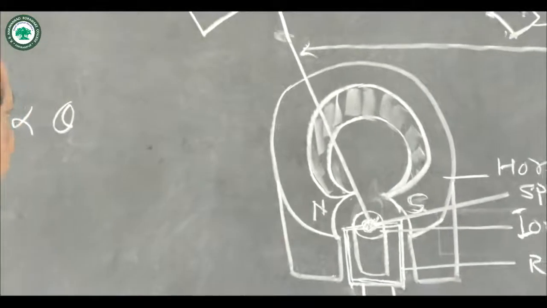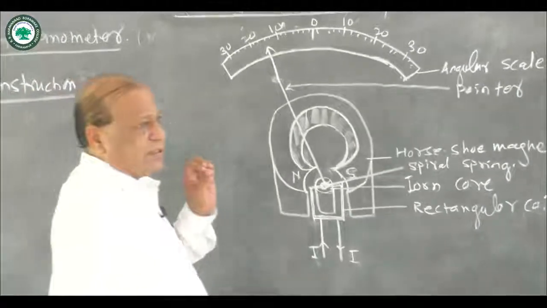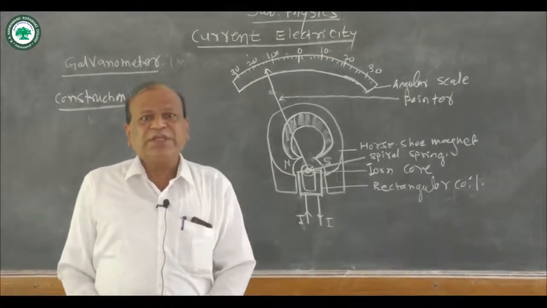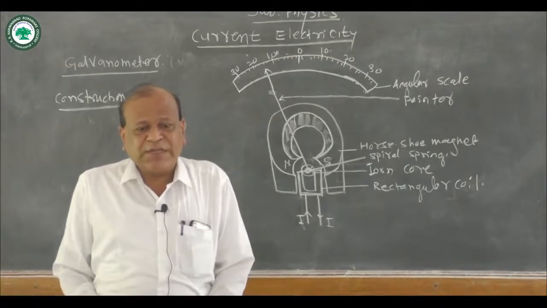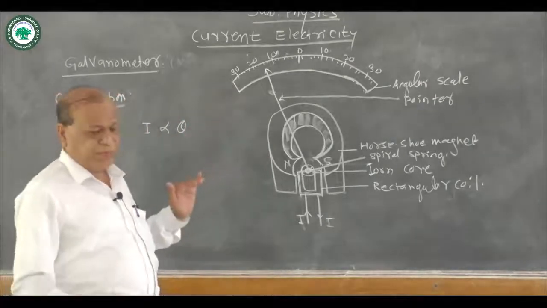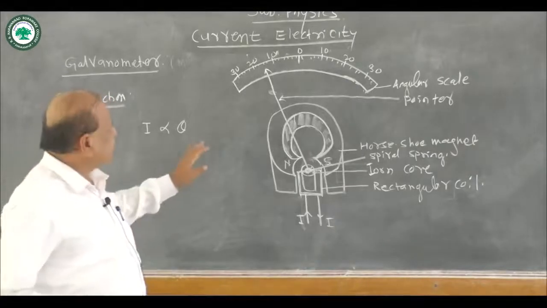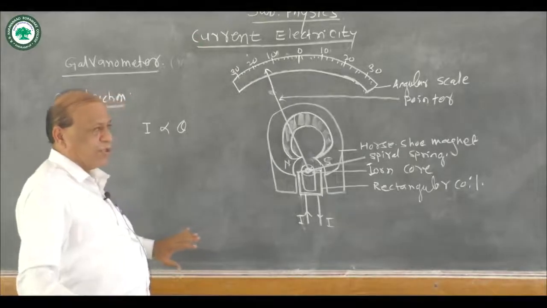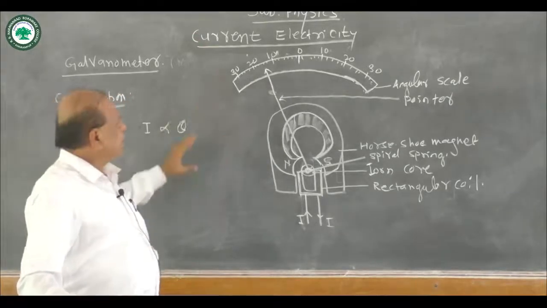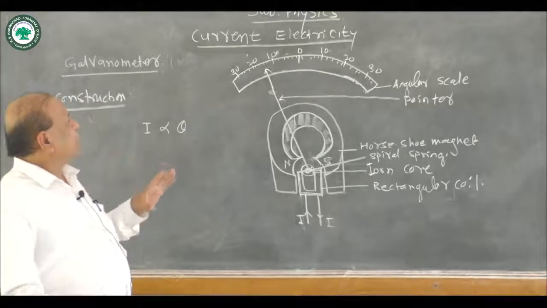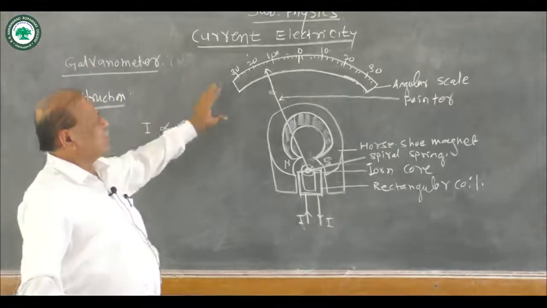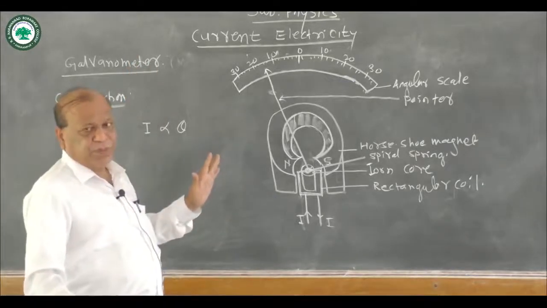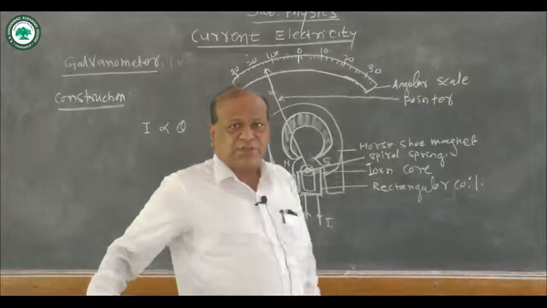Now in this lecture we studied one use of the potentiometer, to determine the internal resistance of a given cell, and we also saw the construction and working of this moving coil galvanometer. And now in the next lecture we will see how this moving coil galvanometer is converted into a voltmeter and ammeter. Now we can stop here. Okay.